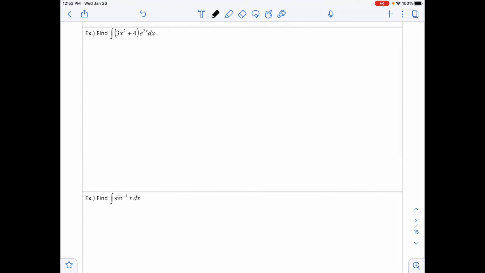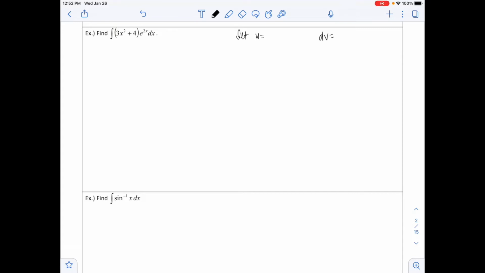The next example says, find the integral of 3x squared plus 4 times e to the 2x dx. Again, like the first example that we saw, we have a polynomial times an exponential, and so that leads me to thinking that I would have to use parts. Again, you should always consider using u substitution first, and then if that doesn't work, then you would try integration by parts.